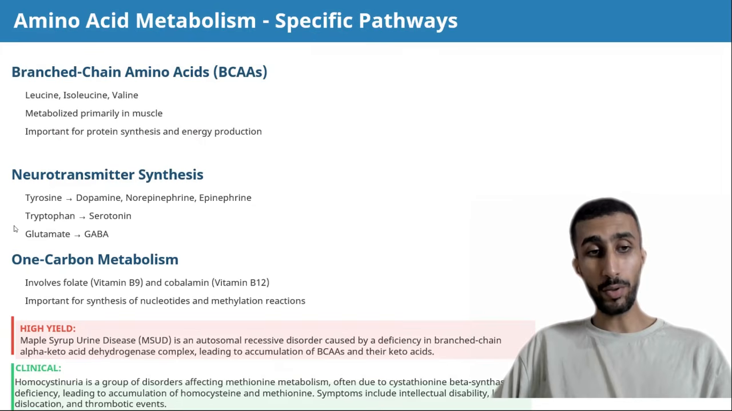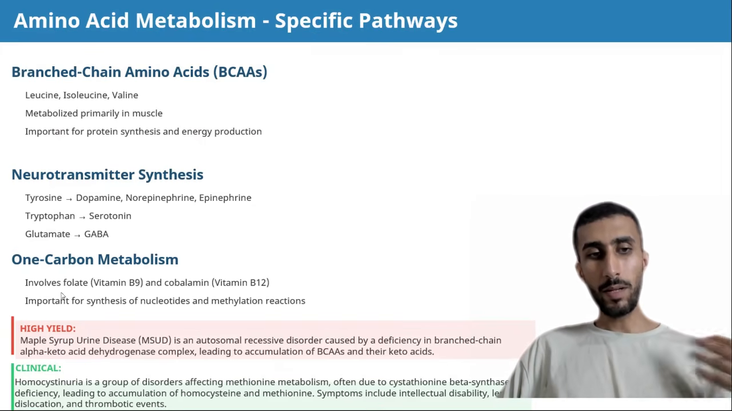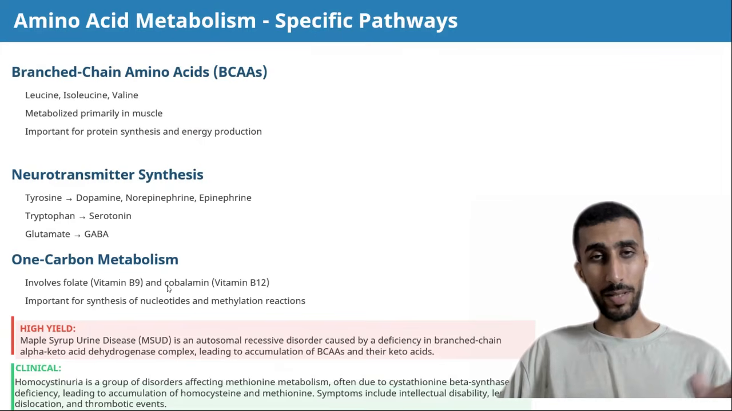So glutamate is also a precursor for GABA. You have to know that B6 is a very important cofactor for both tryptophan conversion into serotonin and glutamate conversion into GABA. There are also very important vitamins such as folate, which is vitamin B9, and cobalamin, which is vitamin B12. They are both very high yield because they are involved in rapidly dividing cells. They are involved in the synthesis of DNA.